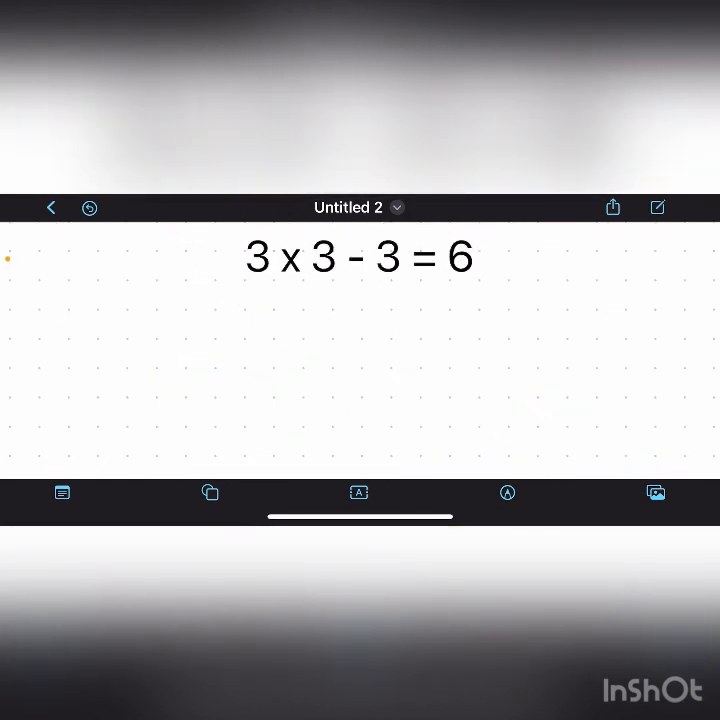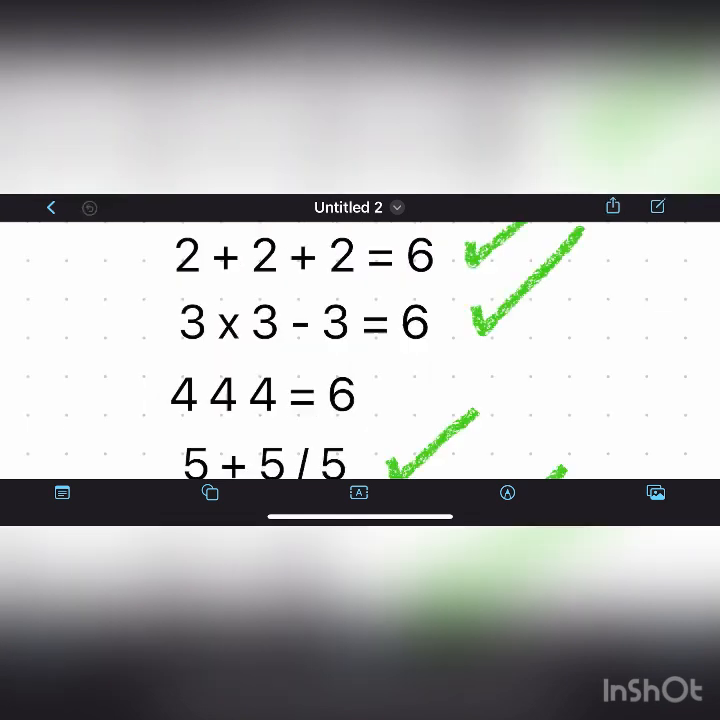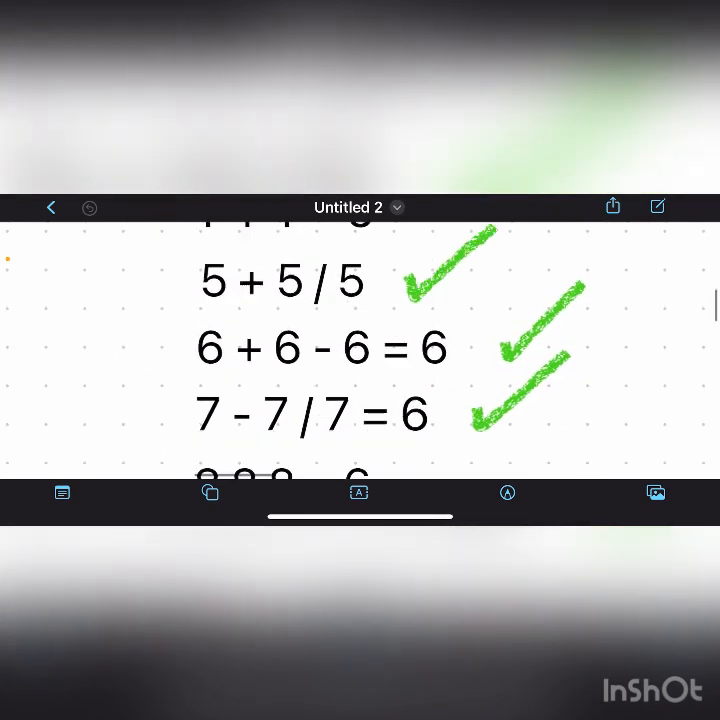Now, as you can see, it's starting to get more complicated. Now we are using multiplication. So the answer for this one is 3 times 3 minus 3 equals 6. Okay, so we have finished the ones with the 3's, and now we're going to go down and do the ones with the 9's.